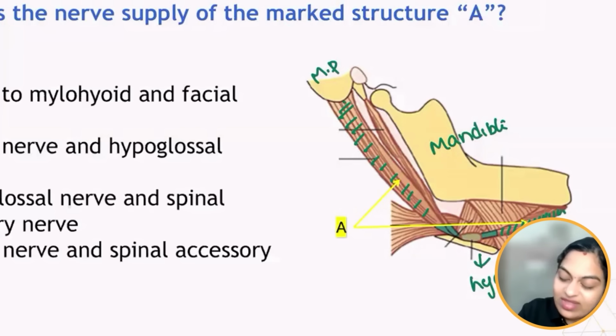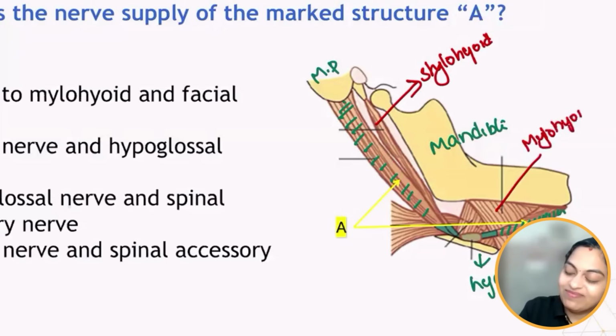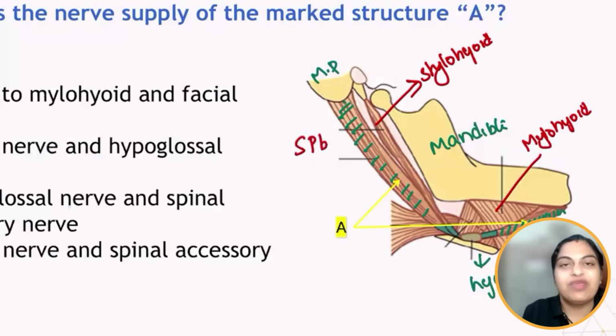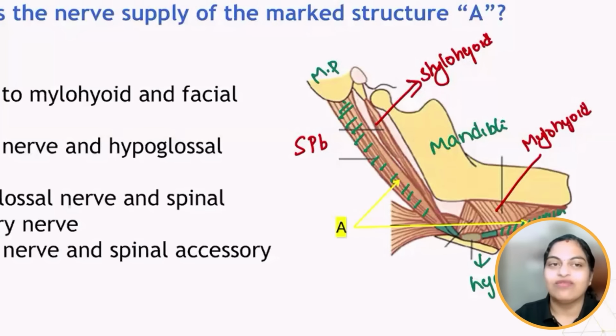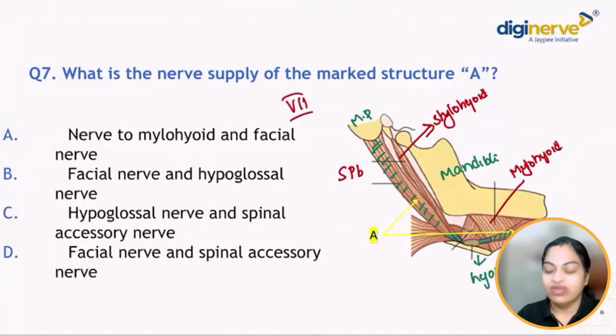Can you tell me, what is this muscle? This is the stylohyoid, right? And this one here is the mylohyoid. The stylohyoid, it lies above the posterior belly of digastric. I usually call it the SPB muscle. Stylohyoid above and the posterior belly of digastric below. Both the stylohyoid and the posterior belly of digastric are supplied by, yes, the nerve of the second pharyngeal arch, facial nerve. Okay, facial nerve. And what about this one?